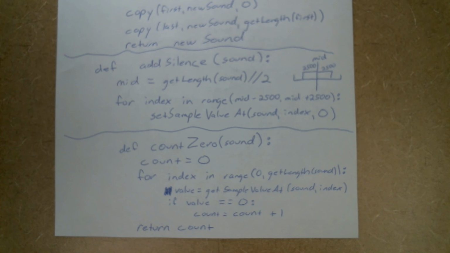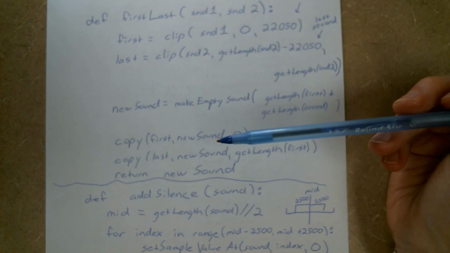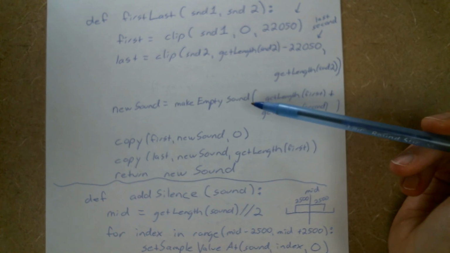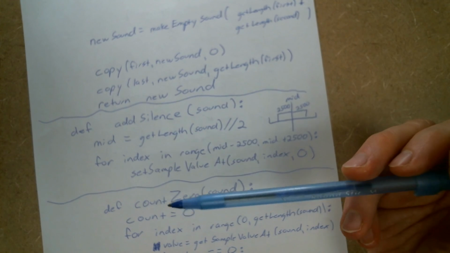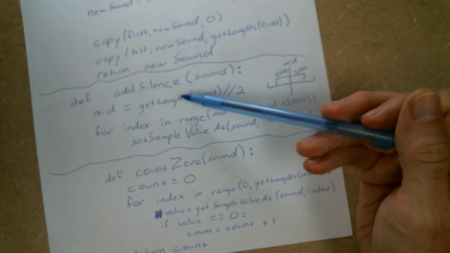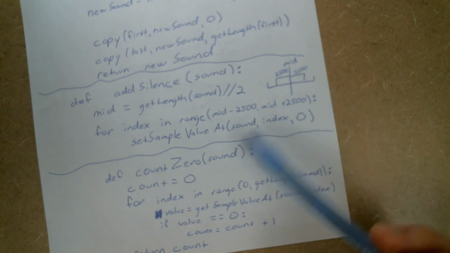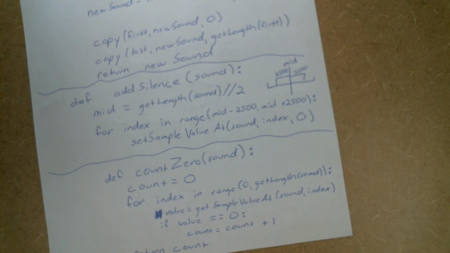So if I were you, on your study sheet, I'd make sure that I had examples of clip and copy. I'd make sure I had examples of make empty sound. I'd make sure I had an example of a loop where you're getting sample values, where you're setting sample values, where you're creating different indexes, if you need to start at the middle, if you need to start at the beginning, if you need to stop at a certain point, but just how all those different types of manipulations work.